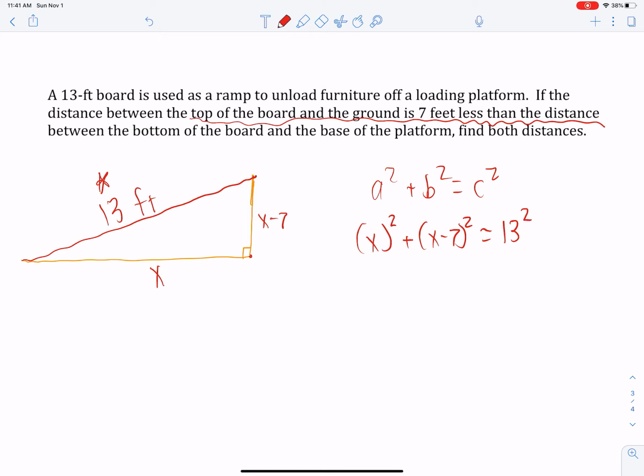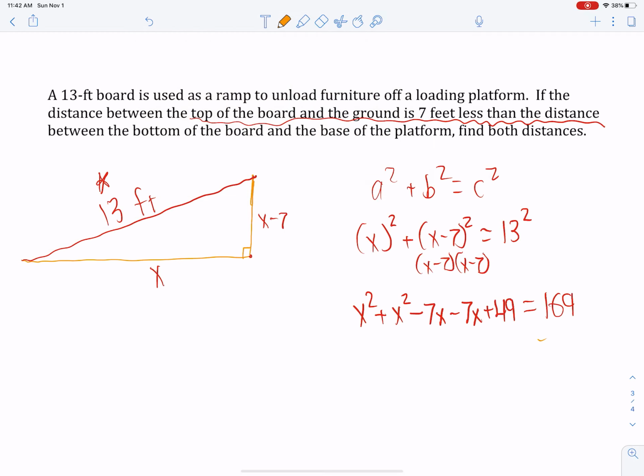So squaring these, we would have x squared. And remember, like our last example, x minus 7 squared is x minus 7 times x minus 7. Squaring that, doing the FOIL method, we would have x squared minus 7x minus 7x plus 49. That's exactly like the steps we had in the previous example so far. And then 13 squared is 169. So to get everything equal to 0 for factoring purposes, we subtract 169 from both sides.